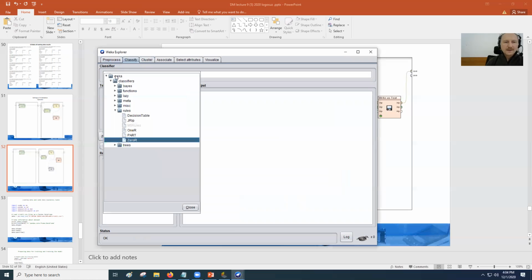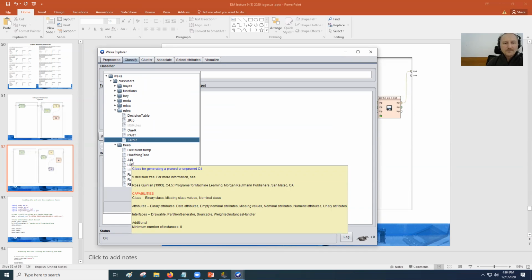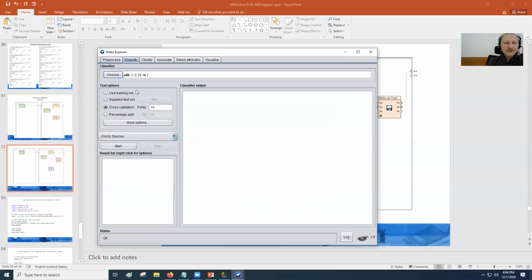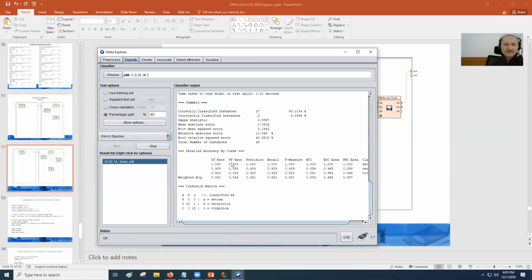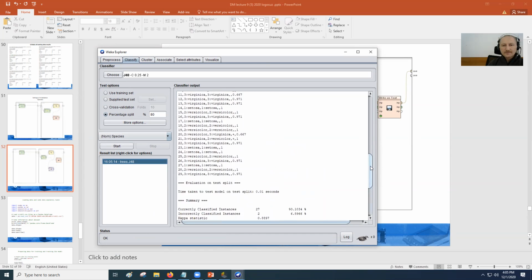For classification, for example, we want to use a decision tree. In WEKA, the decision tree algorithm is called J48. J48 means decision tree. If you want a holdout test, you can do it like this, 80%. For example, 80% of your data will be used for training, and the remaining 20% will be used for testing. Also, you can specify the results CSV here. Okay, and start. This is the result of the 20% test.